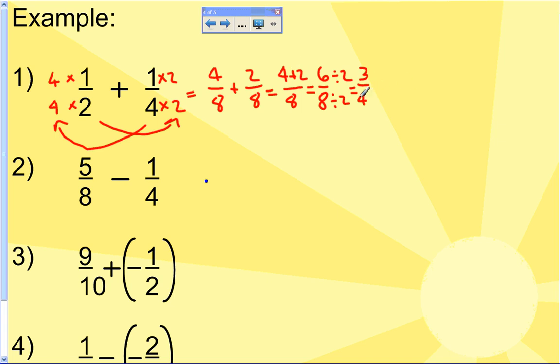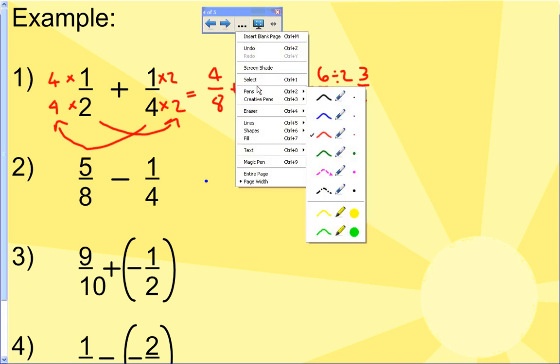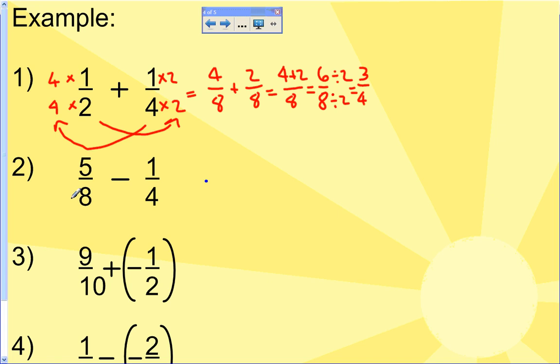Okay? Number 2. So if I look at number 2, I have a denominator of 8 and a denominator of 4. So I should always look at this and say, can I make this become an 8 by multiplying it times something? And hopefully you say, yes, I can multiply it times 2. And I got to multiply the top times 2. Whatever I do here, I got to do here. So that's going to give me a common denominator of 8.